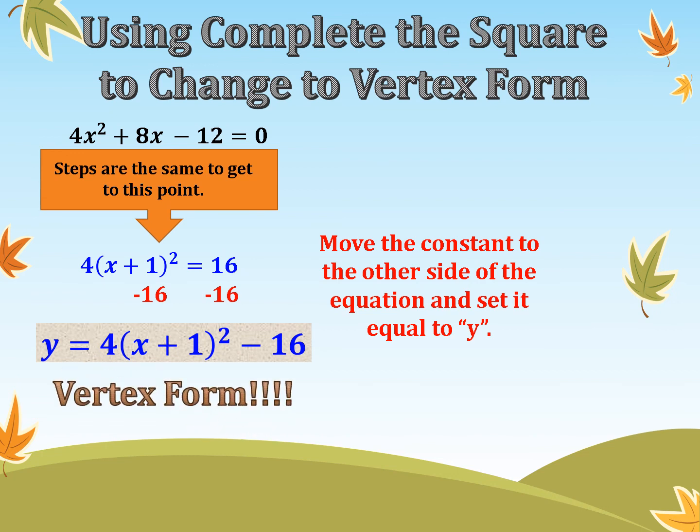I know what you may be thinking. In 4.2, we learned to change standard form to vertex form by using the a and getting the vertex. Can we still do that? The answer is yes, but you also need to know how to change it to vertex form using complete the square. Because on your quiz, we're going to say, hey, solve this by completing the square, or hey, change this to vertex form using complete the square. So you need to know both methods.